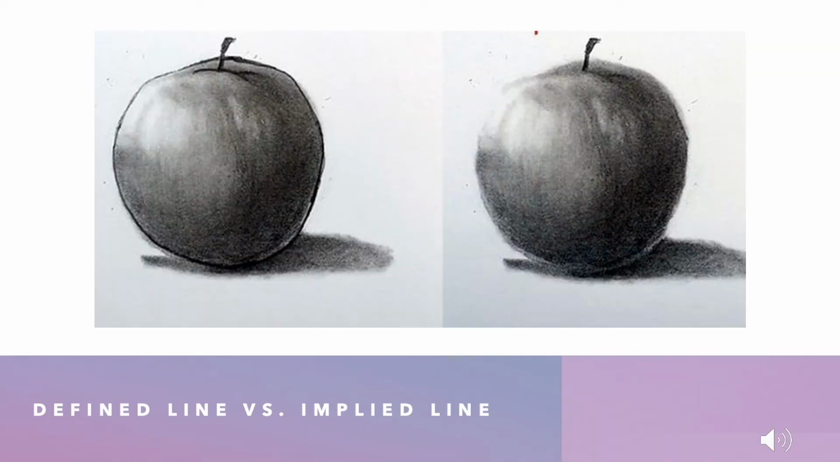This is a wonderful example of the difference types of lines can make. The defined line that outlines the apple on the left seems to flatten the form. Can we agree that the implied line that is created by the value changes in the image on the right looks more three-dimensional and voluminous?